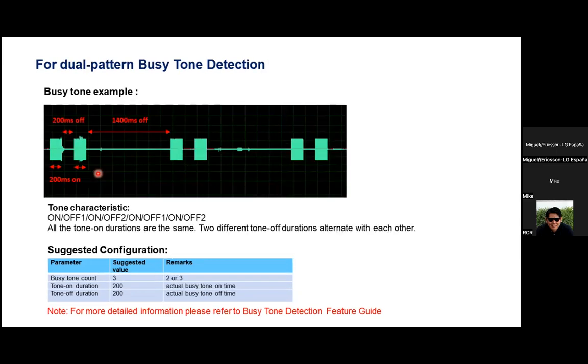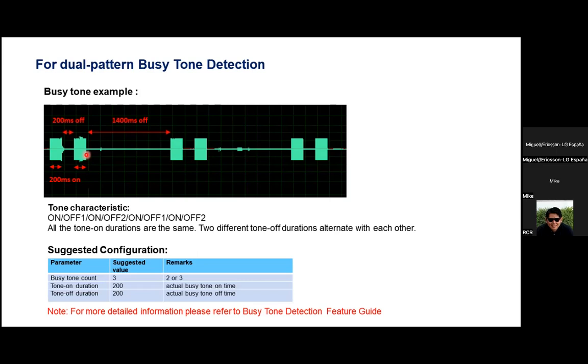Another one is the dual pattern busy tone. In this case, all of the tone on durations are the same, however the tone off durations are not the same. As you can see here, on is 200 milliseconds, off is 200 milliseconds. Then the same for the on. However, for the next off, that is 1,400 milliseconds off.